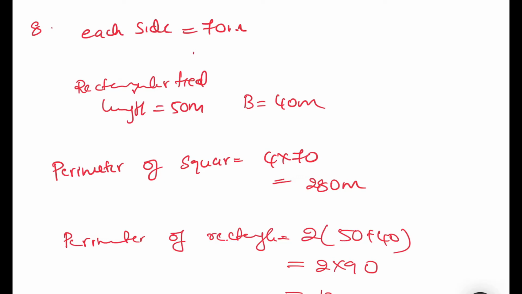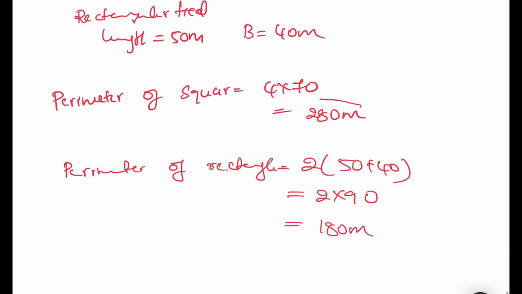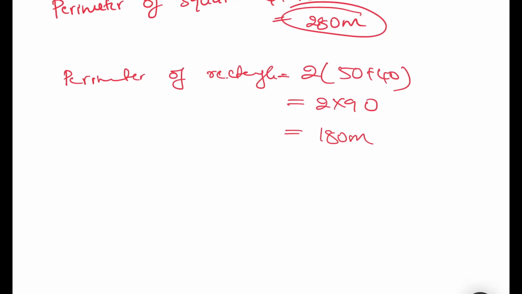So which of the two has the greater perimeter and by how much, they have asked. It's clear that the square has the greater perimeter, right? By how much is asked, so it is 280 minus 180, which is 100 meters. Now coming to the ninth question.